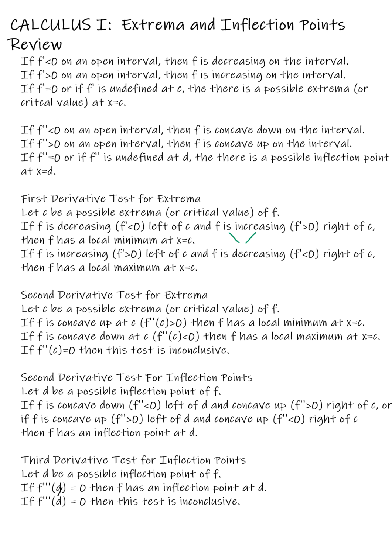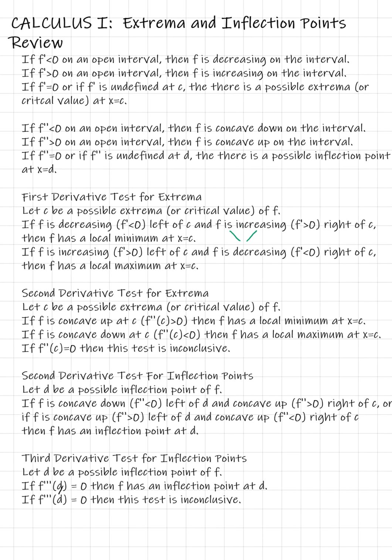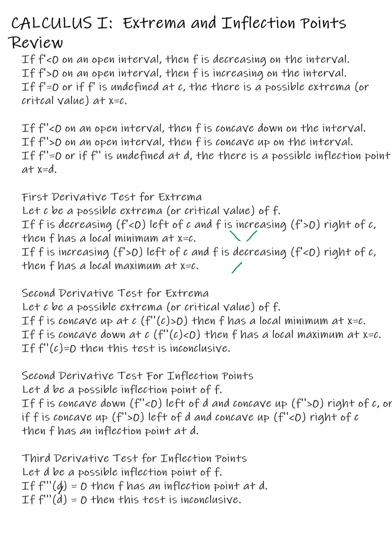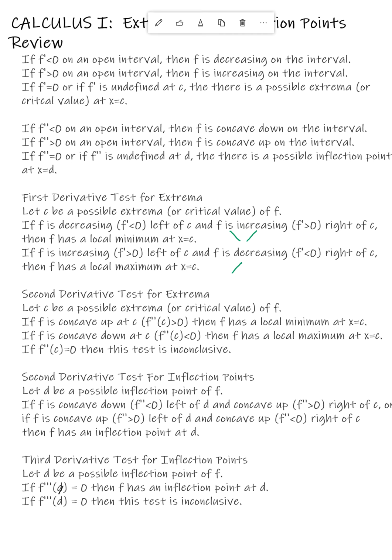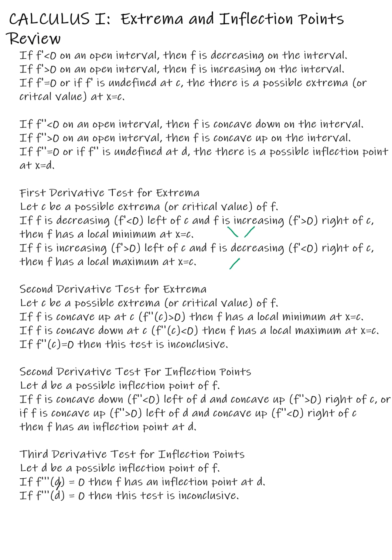Now, if to the left our function is increasing, meaning the first derivative is positive, and to the right our function is decreasing, meaning the first derivative is negative, then we have a local maximum.